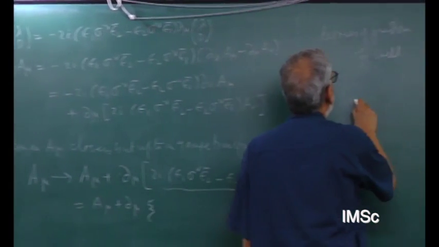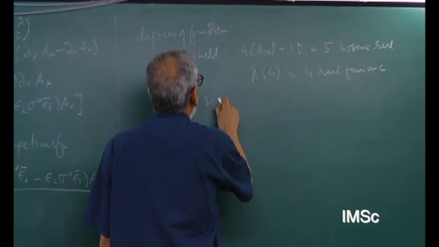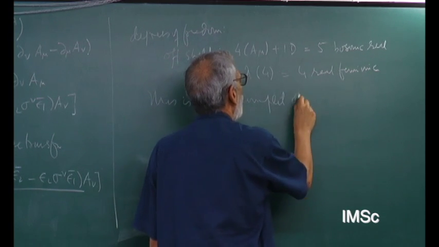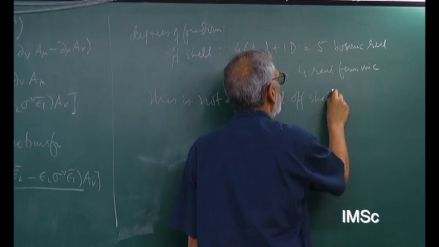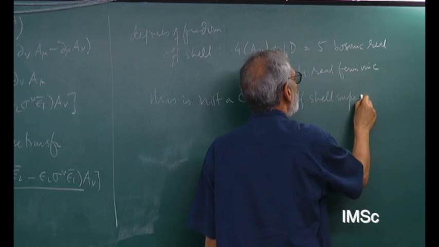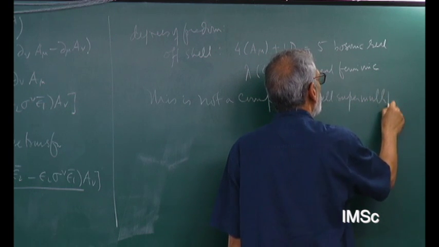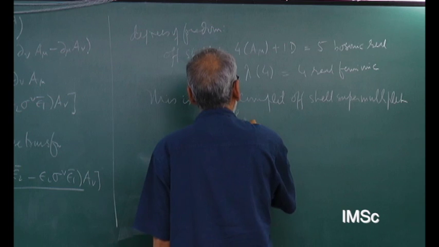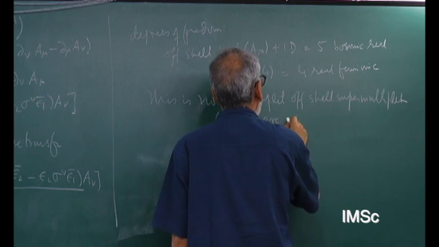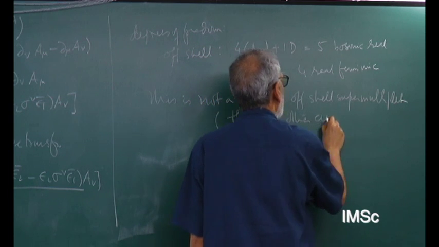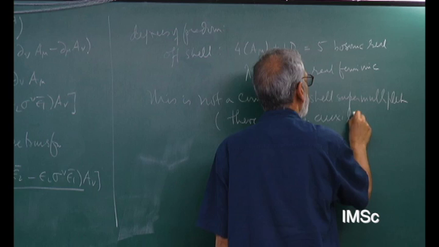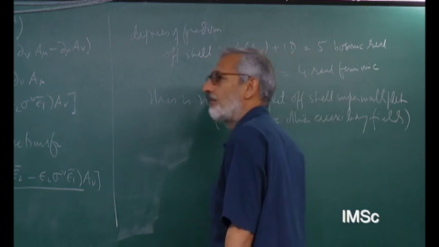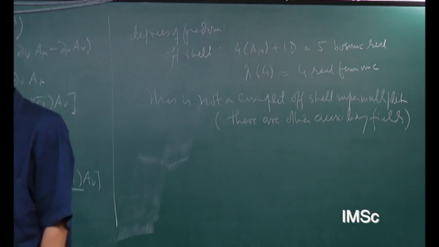So this reflects a fact. This is not a complete off-shell supermultiplet. Complete means there are other auxiliary fields which we have not considered here.